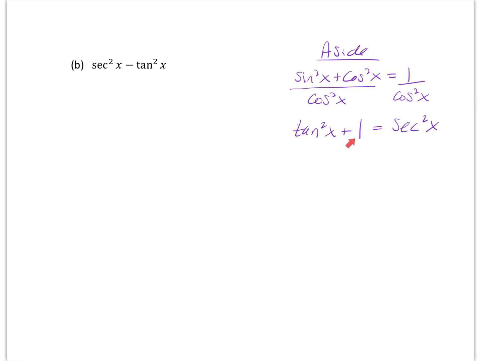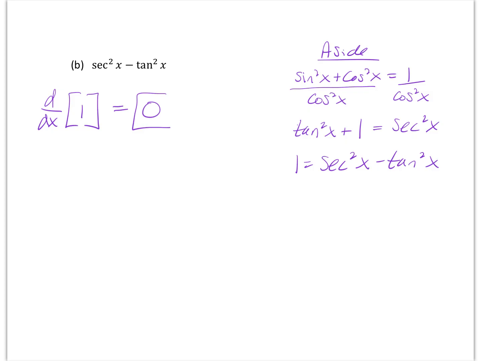So this is another version of the Pythagorean identity. Tangent squared plus 1 is secant squared. And if I subtract tan squared from both sides, I get 1 equals secant squared minus tan squared. And that's what I'm trying to take the derivative of. So taking the derivative of this is the same as taking the derivative of 1, which is 0.